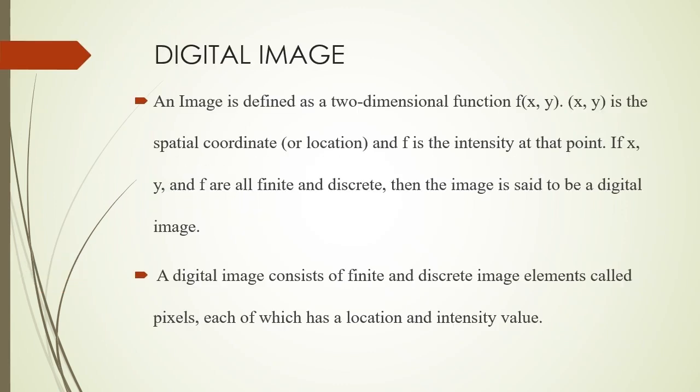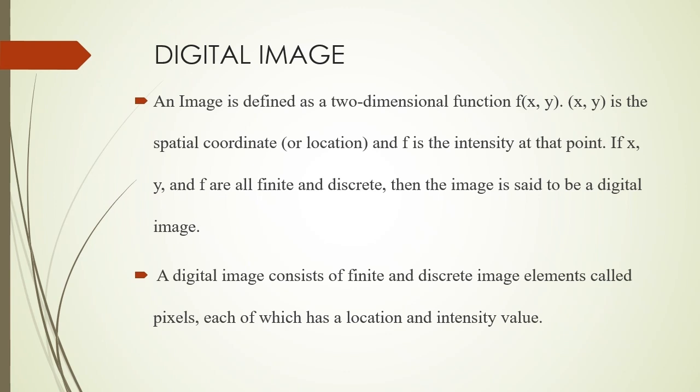So before going into the fundamental steps, first we have a short review of what an image is and why we call it a digital image. In general, an image is defined as a two-dimensional function represented by f of x comma y, where x comma y is a spatial coordinate or location, and f is the intensity at that particular point.